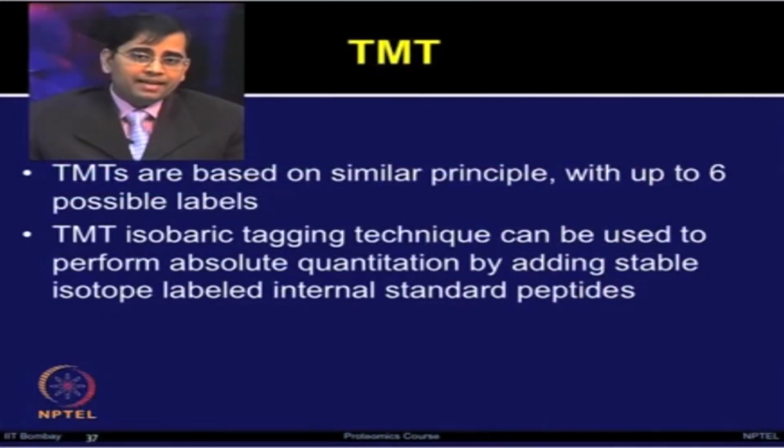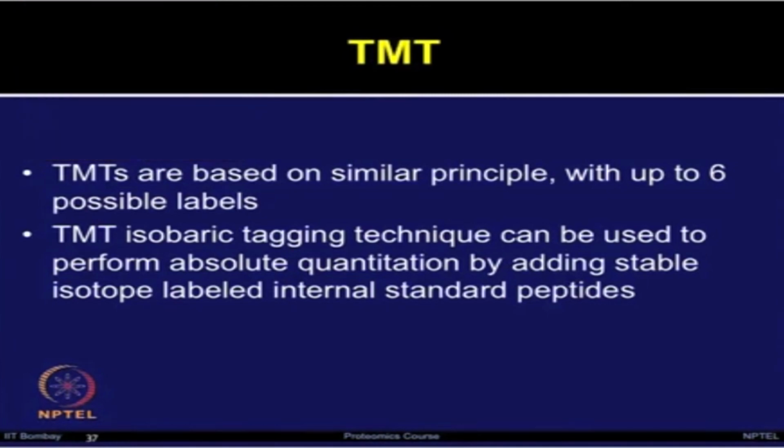So, these tandem mass tags are based on a similar principle to iTRAQ. Here the possibility for multiplexing is up to 6 labels. The TMT isobaric tagging technique can be used to perform absolute quantification by adding a stable isotope labeled internal standard peptide. It can be done by comparing the peptides from a target protein to a known amount of labeled standard peptide spiked into a sample. In that way, absolute quantification can be obtained.